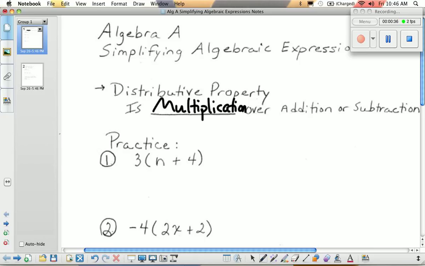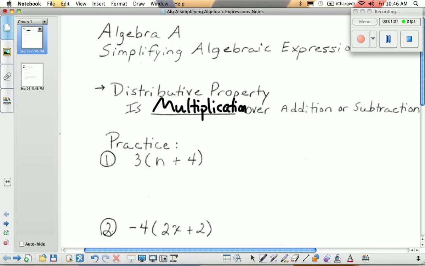Because sometimes, here's what happens. Whatever's inside the parentheses, there might be an addition or a subtraction problem inside some parentheses. And I think you guys are familiar with that. Order of operations says you're going to do parentheses first, and then you move on to exponents, and then multiplying and dividing, and then adding and subtracting. But sometimes what's inside the parentheses really can't be put together. You can't really add them together.